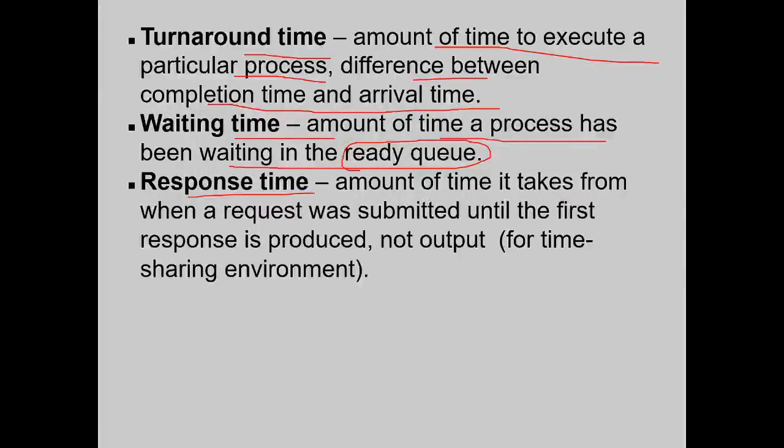And then response time: the amount of time from when the request was submitted until the first response is produced, not output. That means when a process has arrived in the ready queue and when that process got its first response, that is, when it was first given the CPU for execution. Then in between the CPU can be taken away from that process, and again the CPU can be given to that process. So when was the first response given to that process? That is the response time.